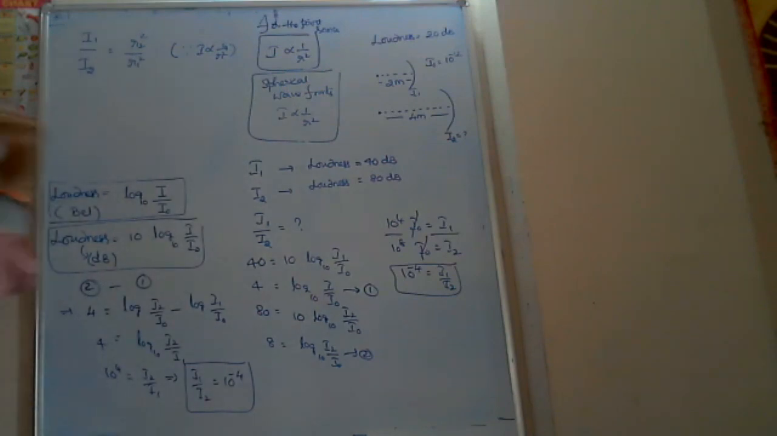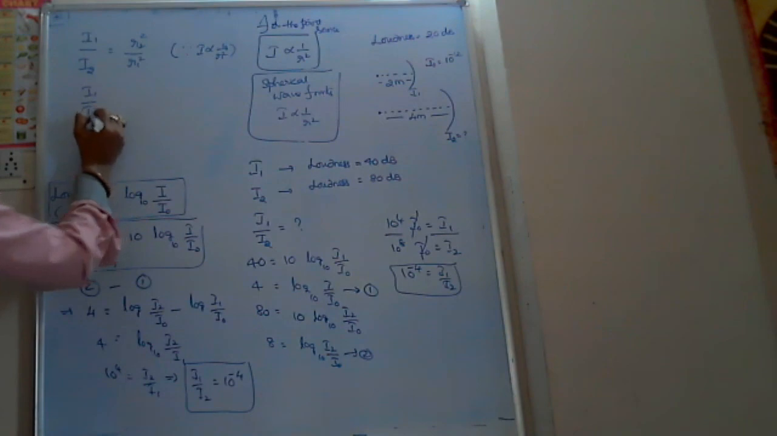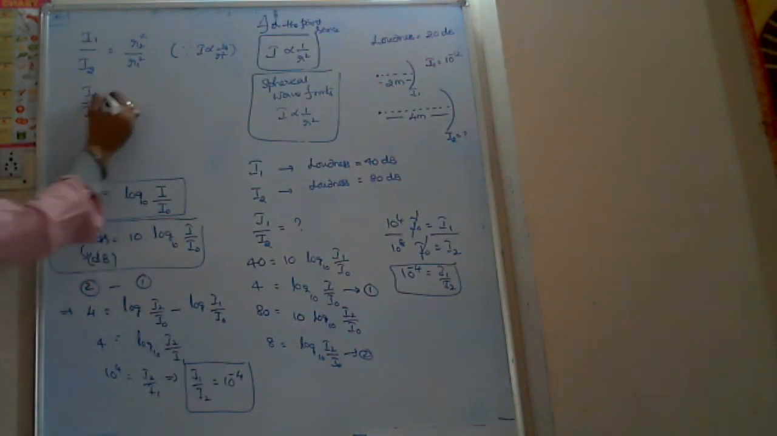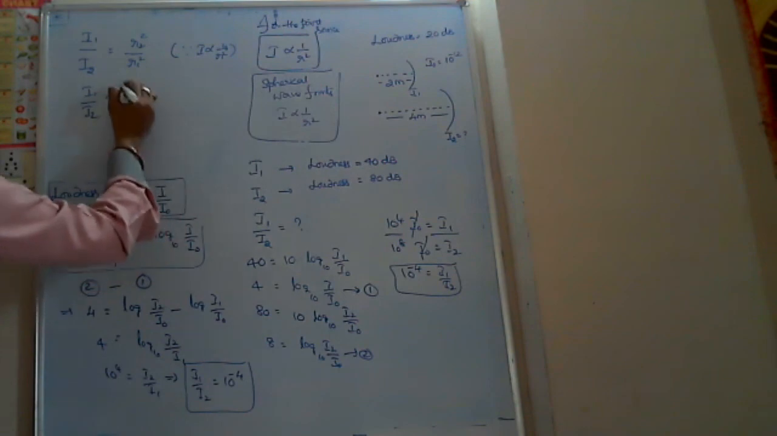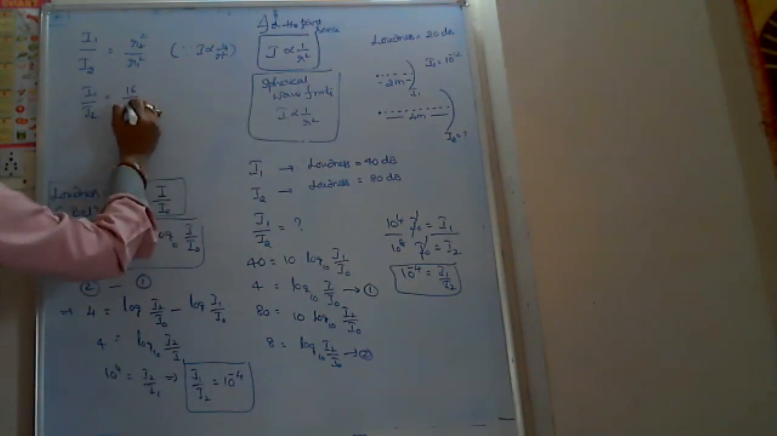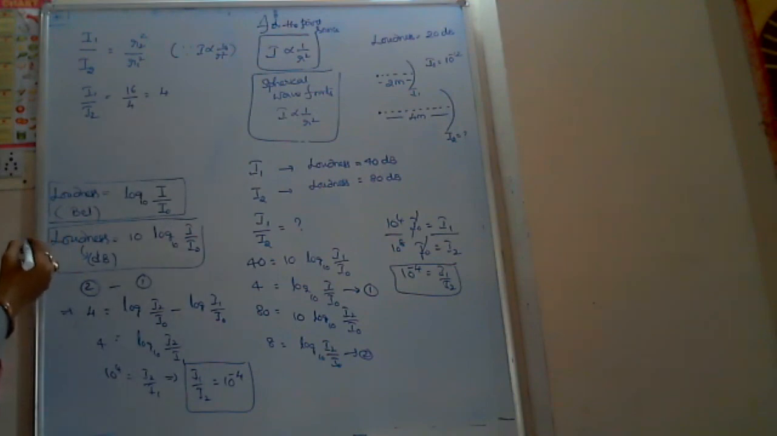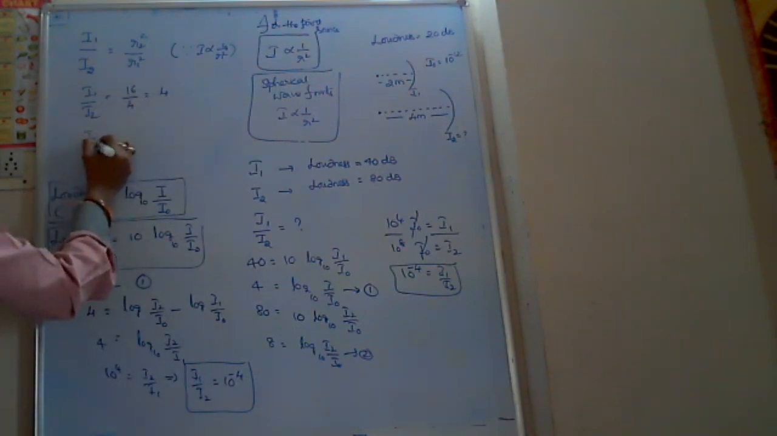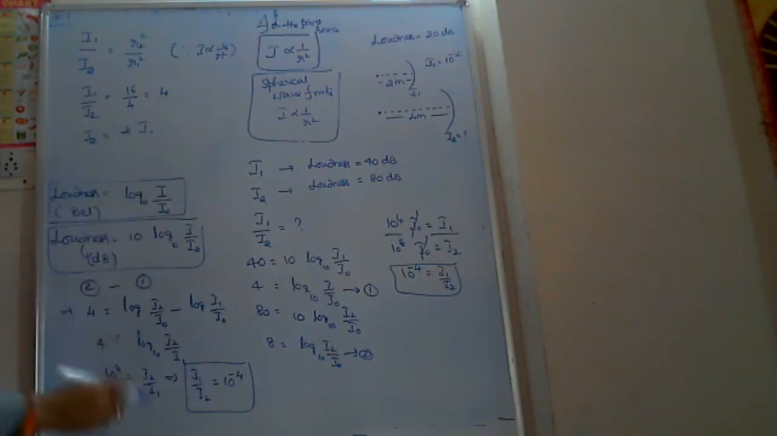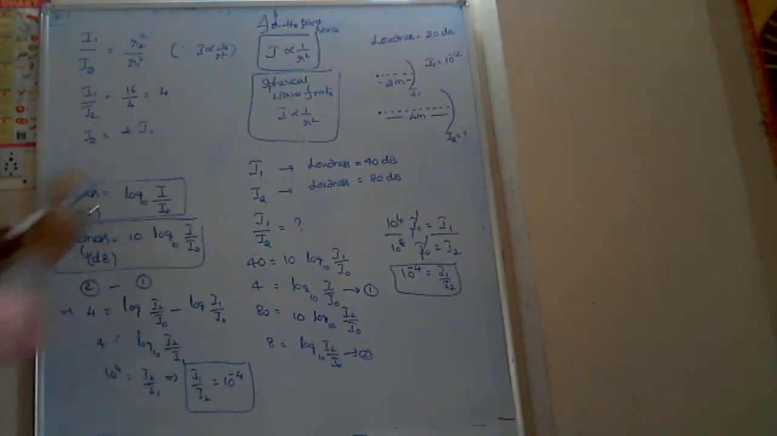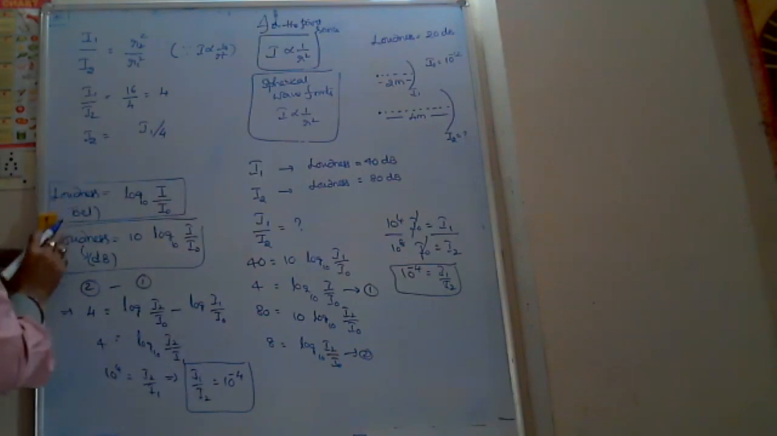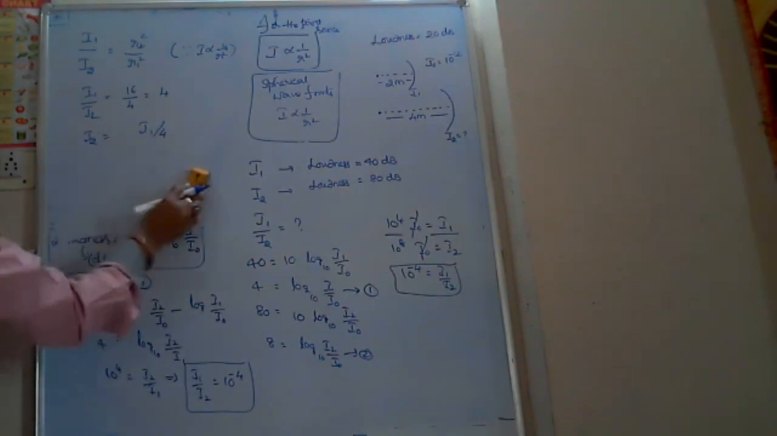So I1 by I2 equals how much? R2 square means 4 fours are 16, divided by R1 square, 4. You will get 4. So I1 equals 4 I2. I want I2, so I2 is equal to I1 by 4. Then he is asking the loudness at the second position.